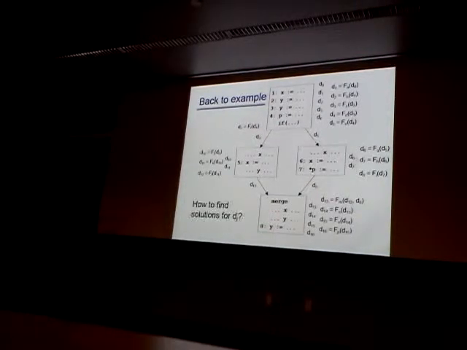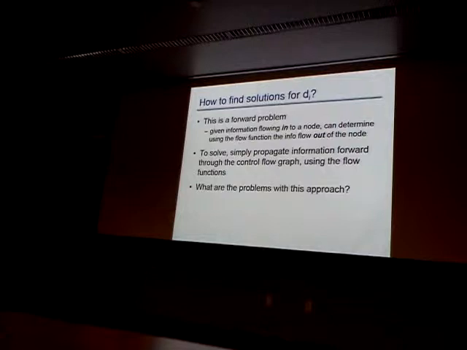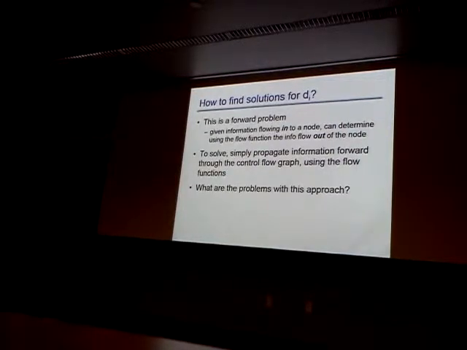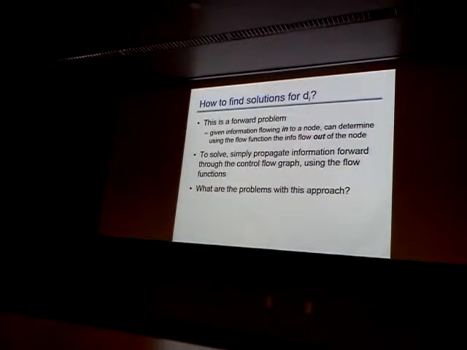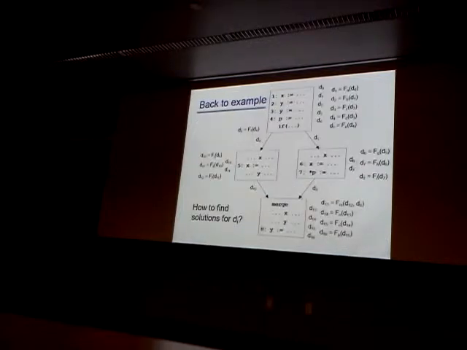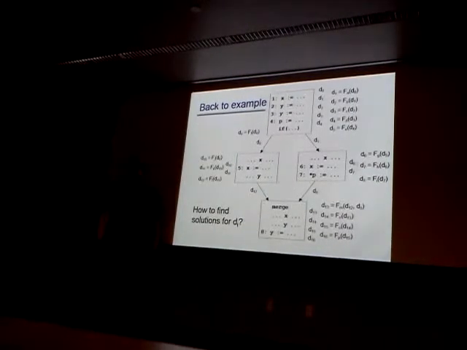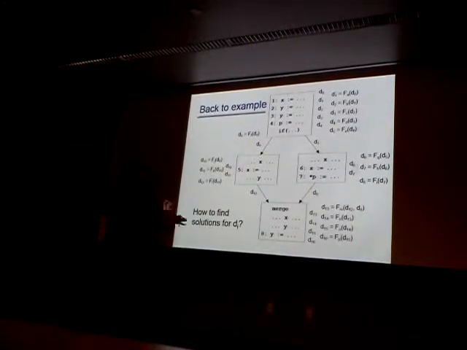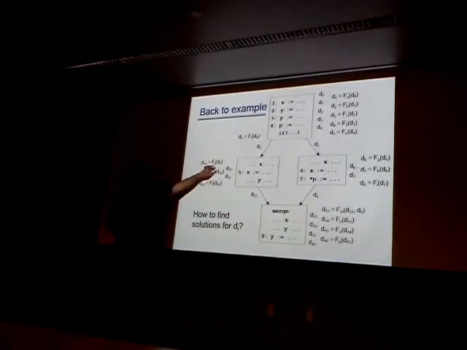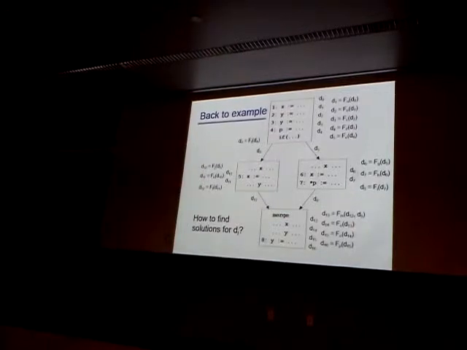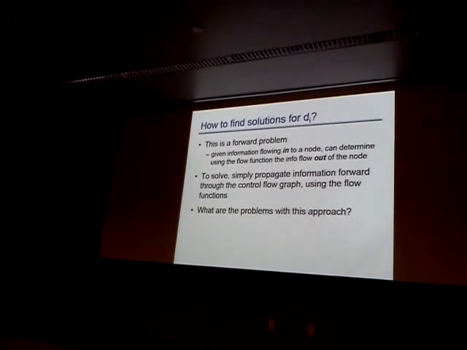Now, the reason why it works this way is because this is what's called a forward problem, which basically means that all of our flow functions tell us are in the forward direction. We'll talk about backwards problems later, but here everything is in the forward direction. If I know one thing, it'll tell me the value for the next one.